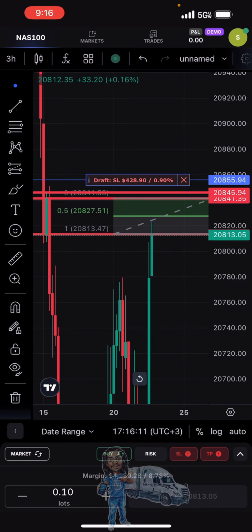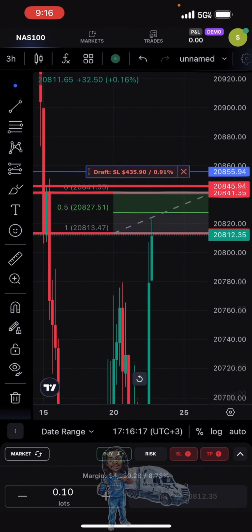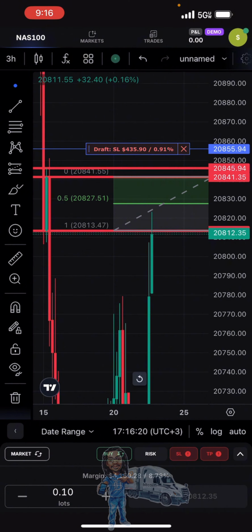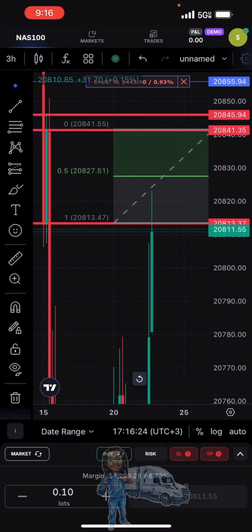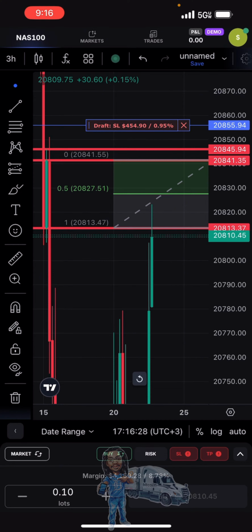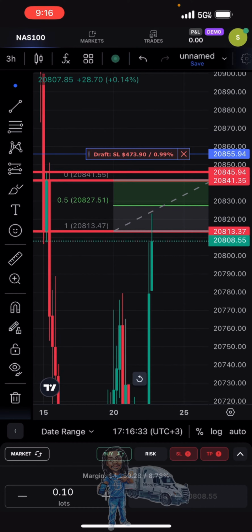Let me see. I was trying to do my analysis before this happened, but it just happened. That was actually the entry that I wanted right there. It didn't hit the midpoint just yet, but I wanted to take this entry as well. This is something that I typically would take. But until it gets back up there, we're just going to keep going with our analysis.